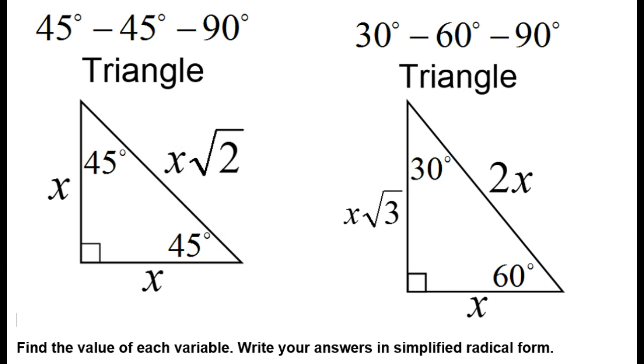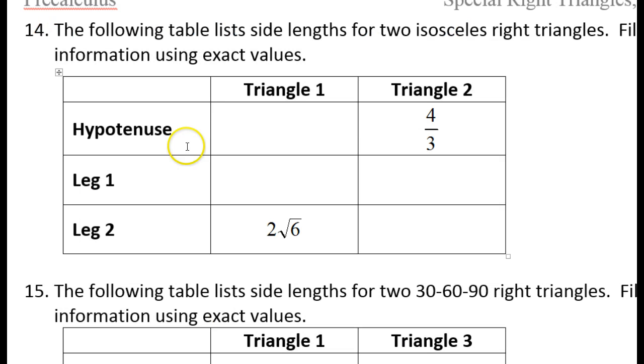Memorize this. Notice that the 45, 45, 90 triangle is an isosceles triangle. With these two legs being equal, that makes this an isosceles triangle. So if they talk about an isosceles right triangle, you automatically know that you are talking about a 45, 45, 90 triangle, because that's isosceles. So we're given one leg and we're supposed to find the others.